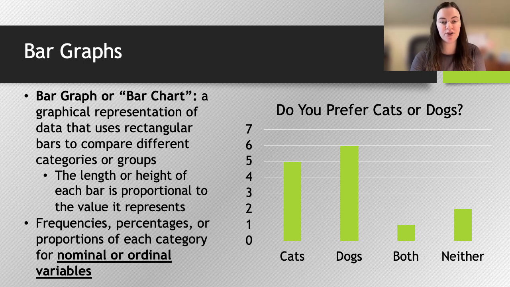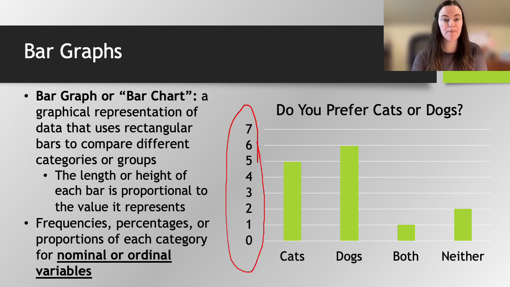So in this case, if we take a look at our chart here on the right-hand side, my y-axis is showing me the number of respondents. So it is proportional to how many people responded affirmatively to a question. In this case, do you prefer cats or dogs? I had 5 individuals who said I prefer cats and 6 individuals who said I prefer dogs.